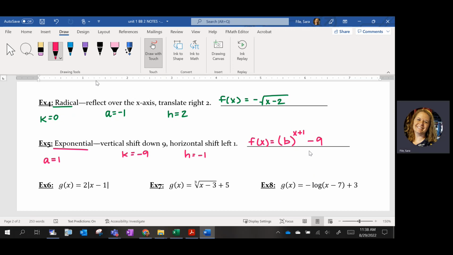All right, and then the very last part is going in the opposite order of what we just did. We're going to be given the equation. We want to describe what type of function, what parent function was transformed, and what transformation took place.